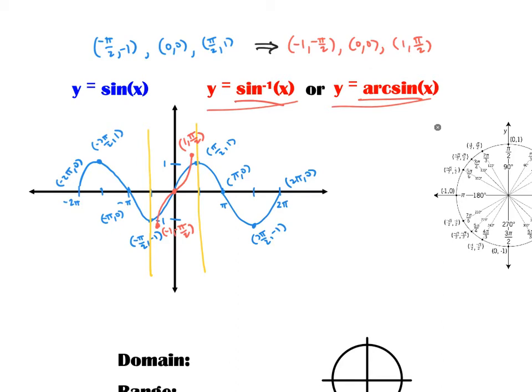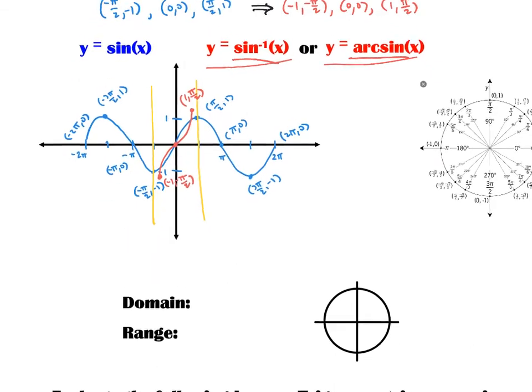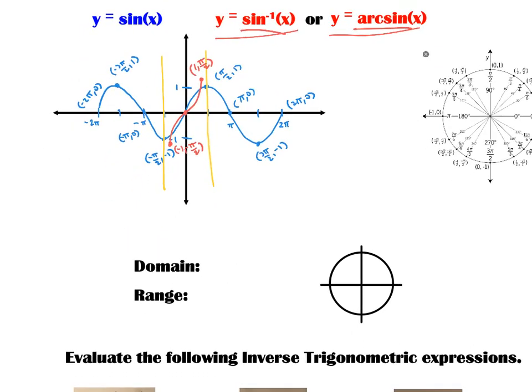Let's talk about the domain and the range of inverse sine and arc sine. Its domain will be the same as the range of sine. The range of sine goes from -1 to 1. Therefore, the domain of the inverse will be from -1 to 1. This is, of course, the domain of f inverse. And the range is also the same.